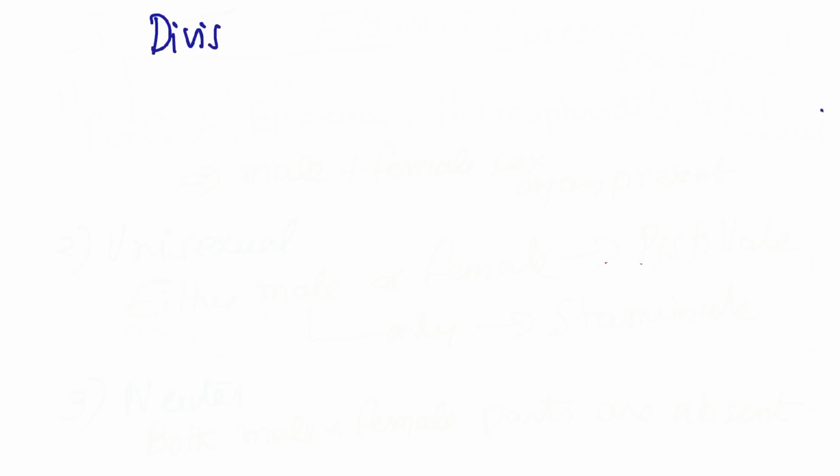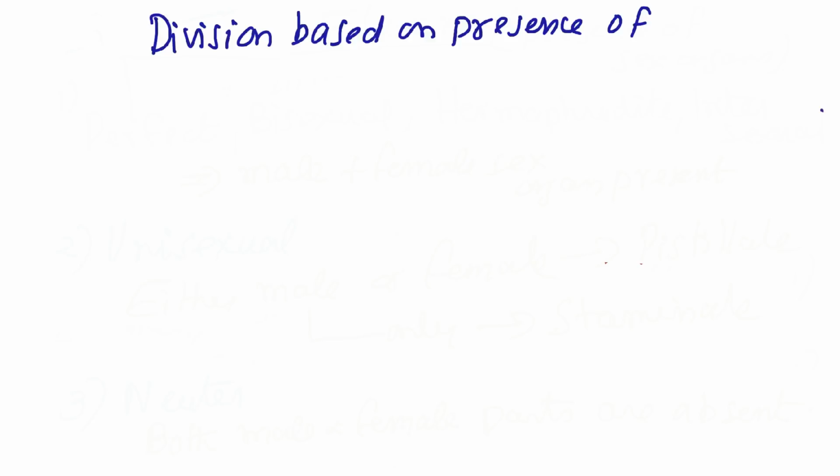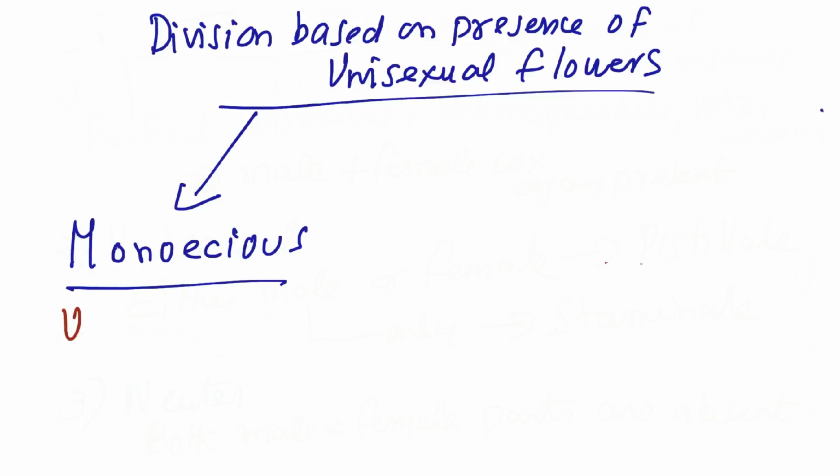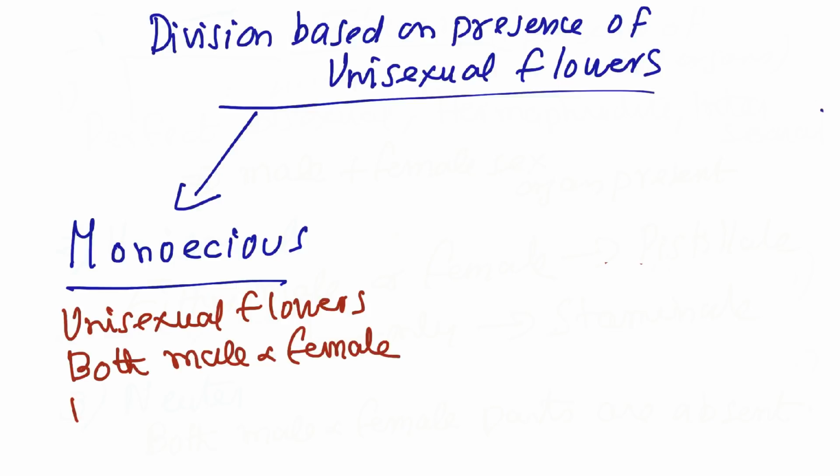Now let's look at another interesting division, which is based on the presence of unisexual flowers. Now we know that unisexual flowers basically means a flower with a particular sex organ, that is either a male or female sex organ. So based on that kind of flowers, how can we divide plants? That's what we are looking at here. The first one is monoecious. Monoecious basically means that the flowers are unisexual, either female or male. But the interesting thing is that both the male and female flowers are present in the same plant. That is the important point as far as monoecious plants are concerned.